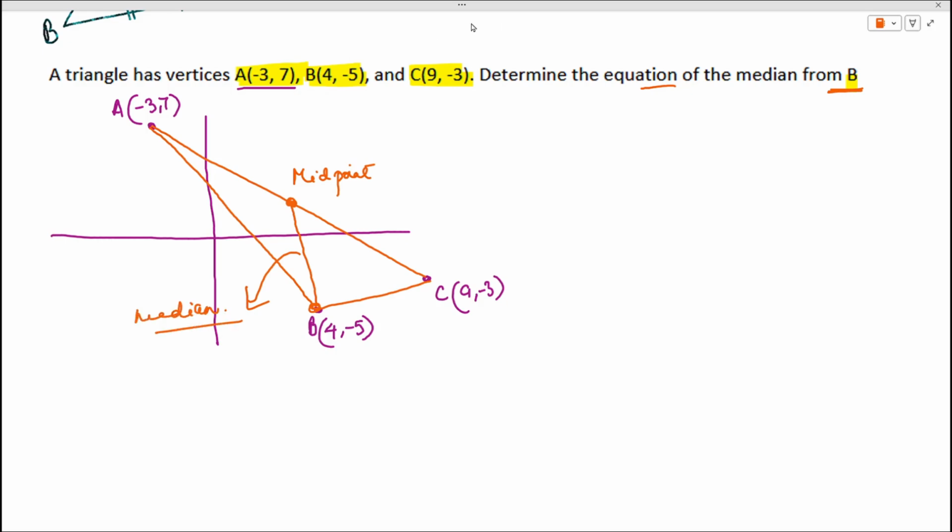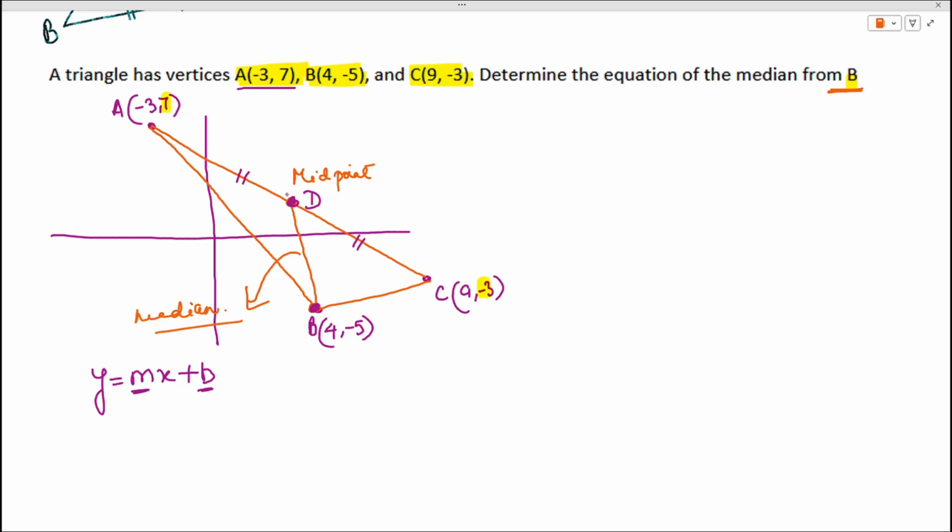Now, we know that the equation of a line should be written in the form y is equal to mx plus b, where m is the slope and b is the y-intercept. We'll be able to figure out the slope of the line if we have 2 points of the line. So one point is already there. To figure out the other point, let us name it D.